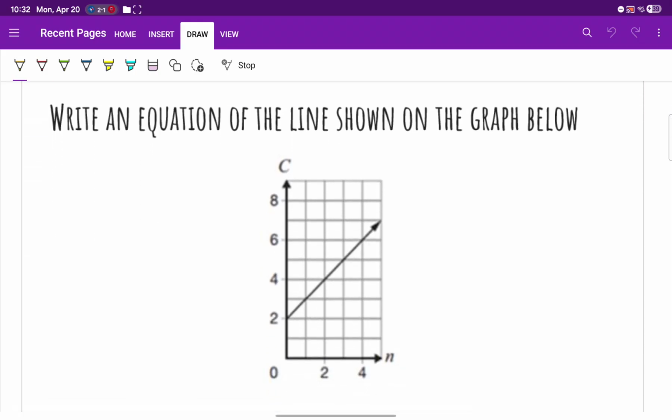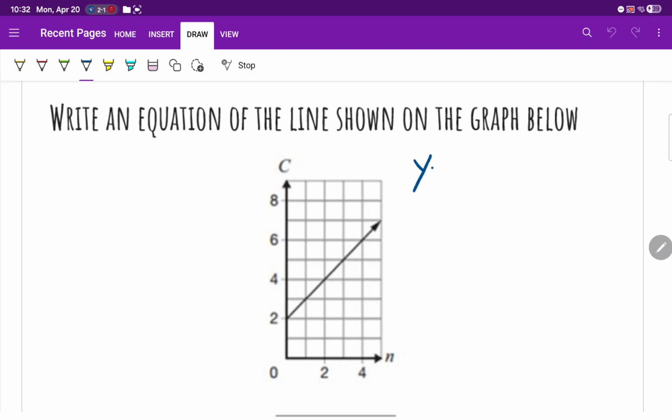So the very first thing that we're going to do here is write an equation of the line shown on the graph below. So again, maybe pause the video. You can try to write this equation of the line. If you pause the video and have restarted it, fantastic. If not, I'm going to write the equation of this line here.